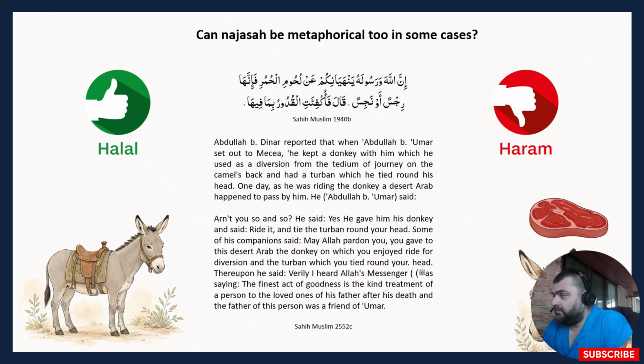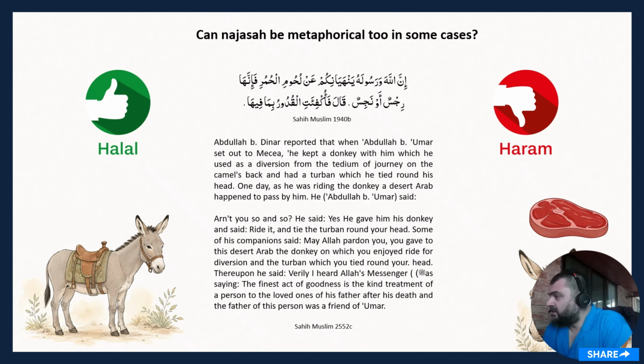And the turban, which is considered as a sign of one's respect and honor, he took off his turban and put it on that person. And people asked that this donkey that you were using as your ride, it was giving you ease in this difficult journey.